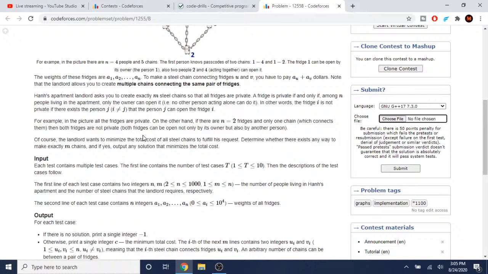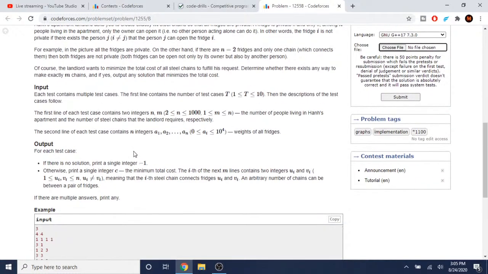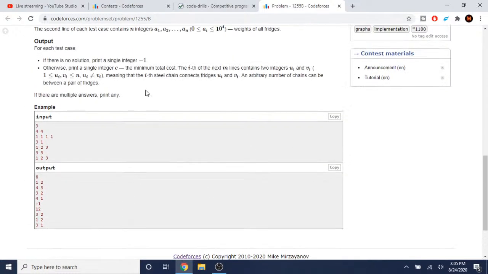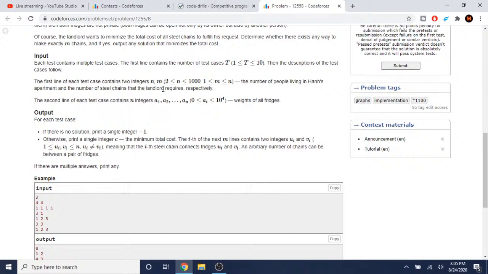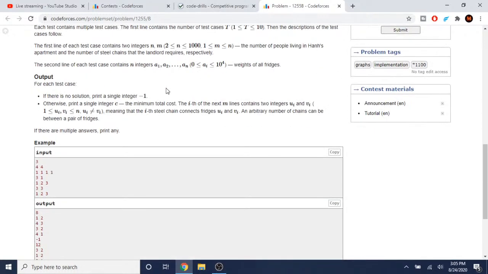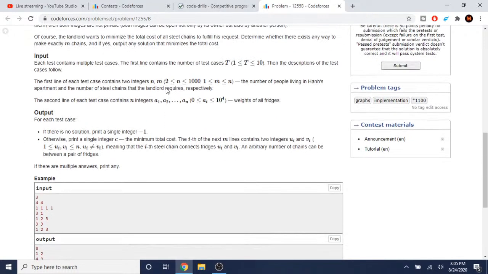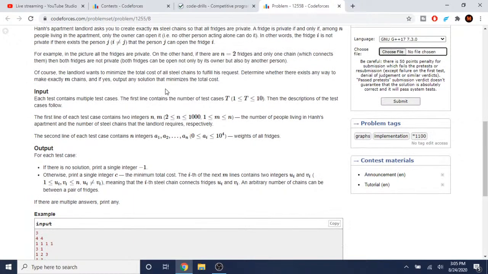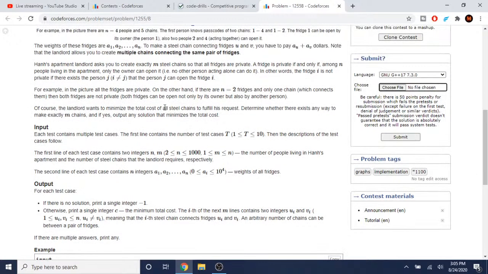Determine whether there exists any way to make m chains. If yes, print the solution that optimizes the cost. If no solution, print -1. Otherwise, print a single integer c, the minimum cost, and then m lines where the ith contains u_i and v_i, meaning that the ith chain connects the two fridges u_i and v_i. Okay.